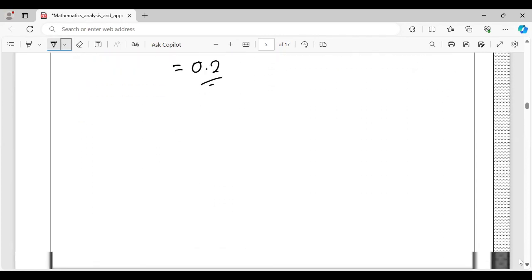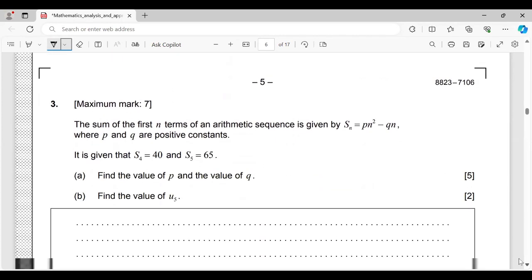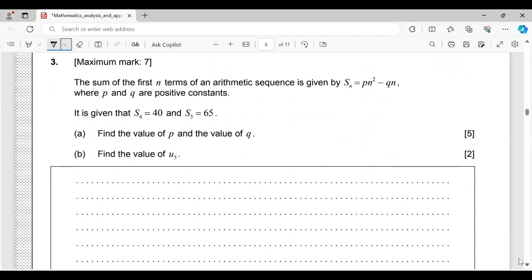Next, number 3. The sum of the first n terms of an arithmetic sequence is given as S_n equals pn squared minus qn, where p and q are positive constants. It is given that S4 is 40 and S5 equals 65. Find the value of p and the value of q.